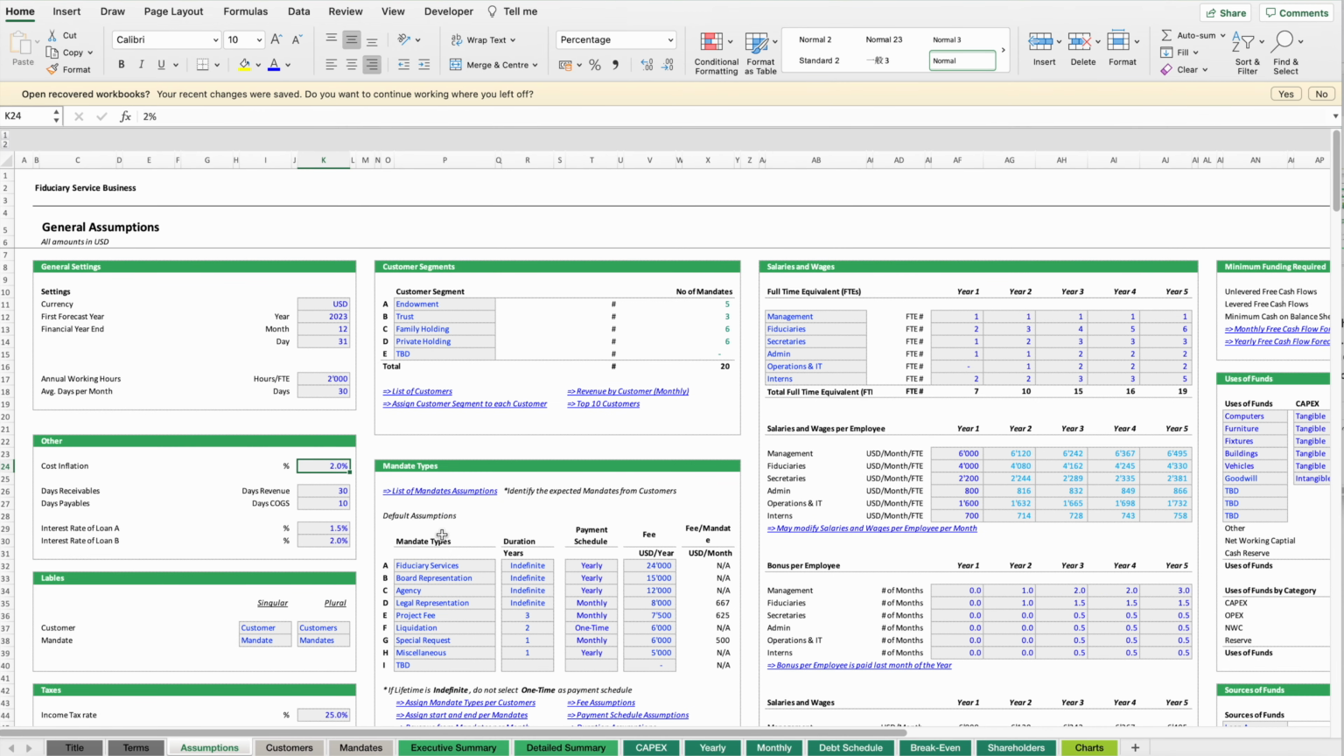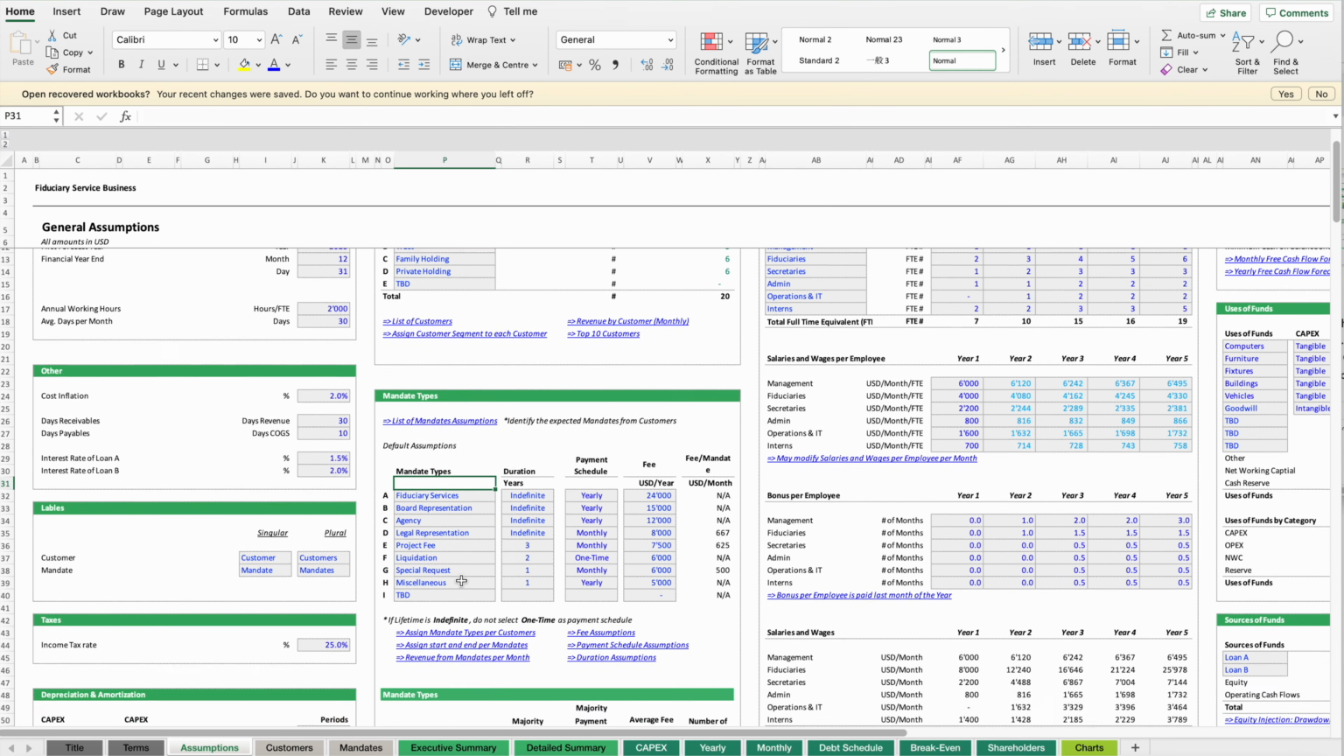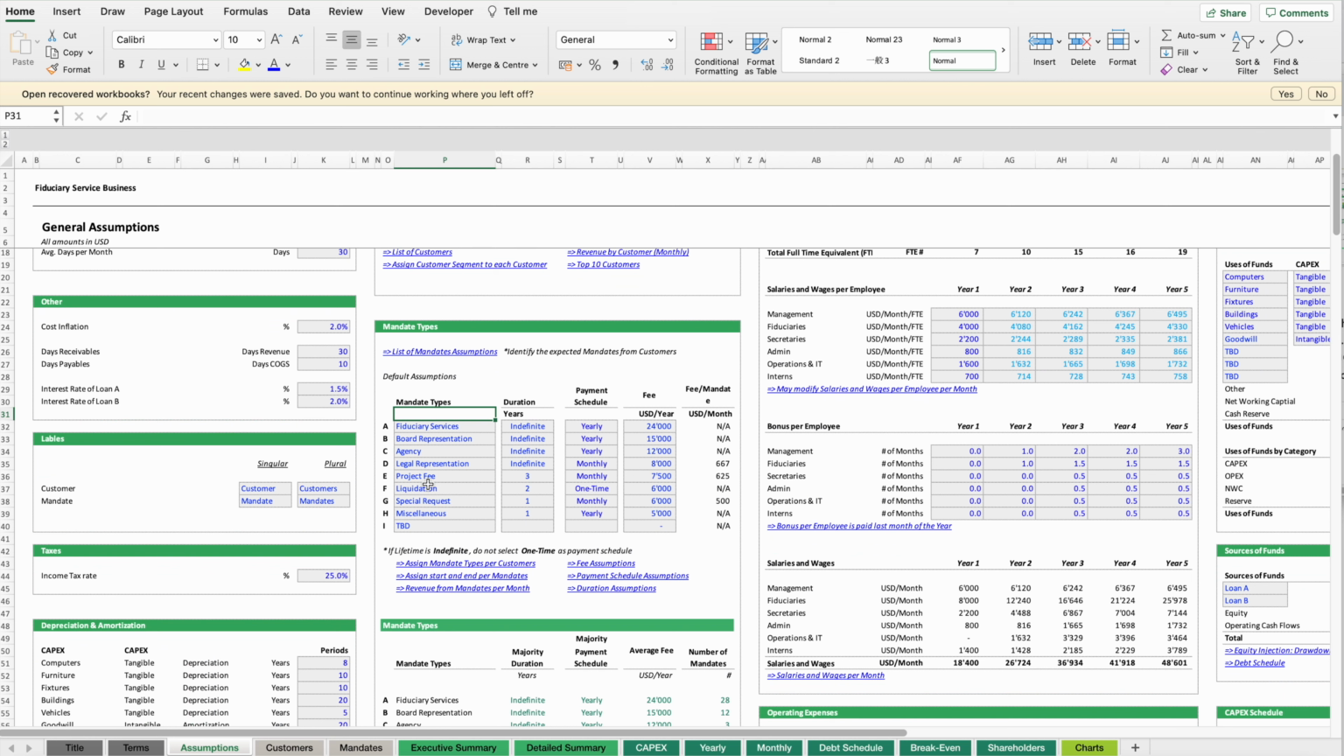For this, we need to become clear what type of mandates we are going to service. We have here a list of different types of mandates, and typically either these mandates run indefinitely, or they might also be more project-based, meaning they're running for 1, 2, 3 years and then they will end.